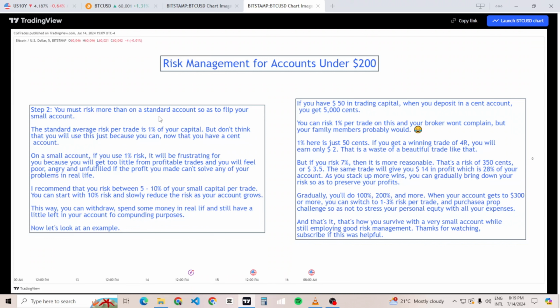You must risk more than on a standard account so as to flip your small account, right? The standard average risk per trade is 1% of your capital, but don't think that you will use this just because you can, now that you have a cent account. All right. So on a small account, if you use 1% risk, it will be very frustrating for you because you will get too little from profitable trades and you will feel poor, angry, and unfulfilled if the profit you made cannot solve any of your problems in real life. That's a very, very terrible situation to be in.